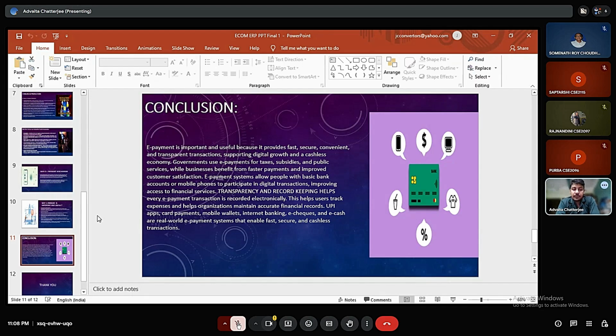Transparency and record keeping help every e-payment transaction to be recorded electronically. This helps users track expenses and helps organizations maintain accurate financial records. UPI apps, card payments, mobile wallets, internet banking, e-checks, and e-cash are real-world e-payment systems that enable fast, secure, and cashless transactions. On this note, we end our presentation, sir.